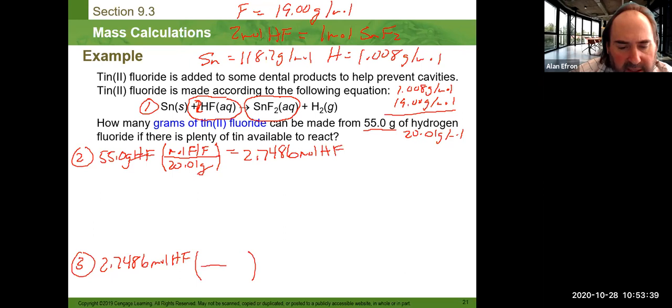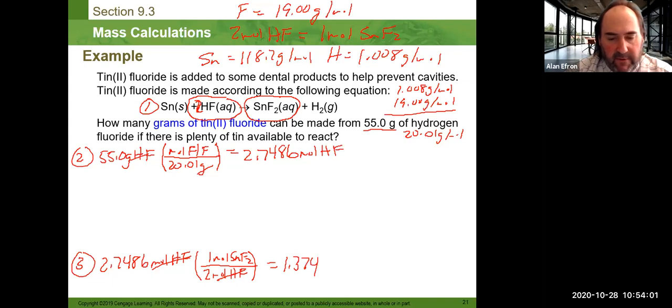To get rid of our HF, we're going to put it on the bottom. That tells us that there are 2 moles of HF for every 1 mole of our SnF2. Moles of our HF are going to cancel. If we get a number at this point, you got something like 1.374 moles of our SnF2.